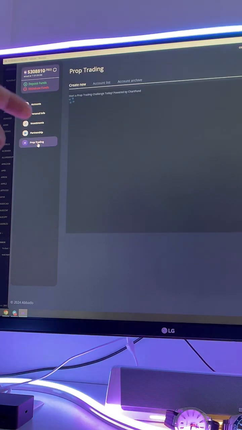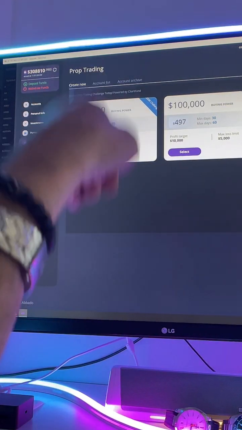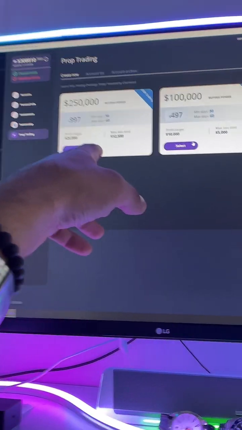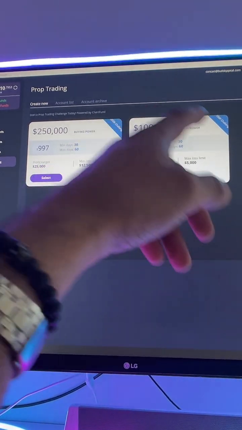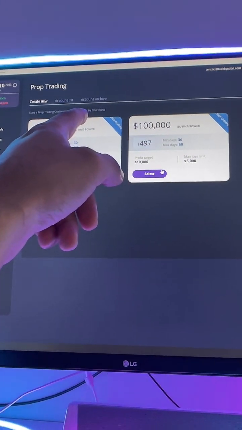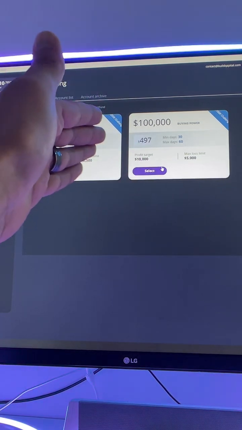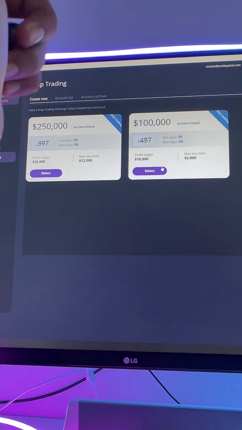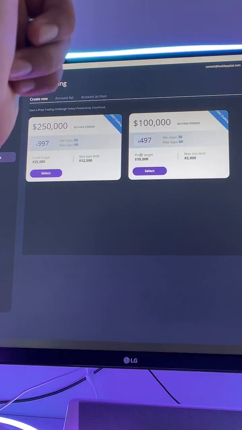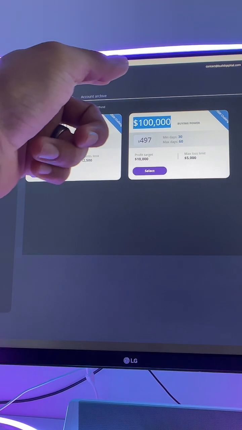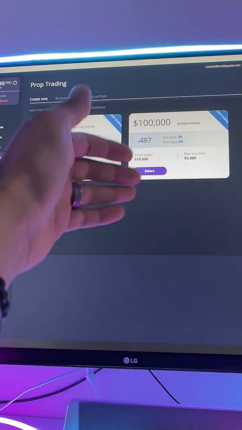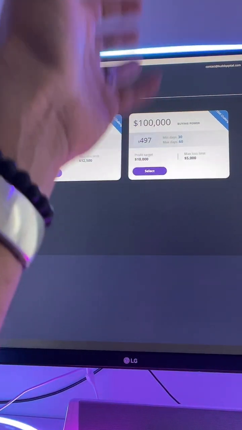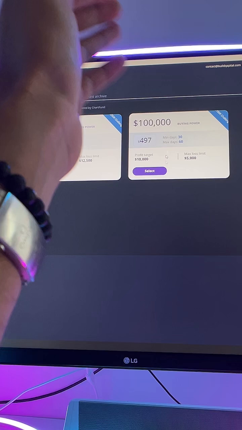Now, a lot of people are looking for prop trading firms. So over here on Abado, there's already a prop trading thing built in. So you guys can do a $100,000 challenge or a $250,000 challenge. Now, the way that these challenges work is that if you pay the 497, if you can make a $10,000 profit target on this $100,000 account that they give you, then basically you'll get funded. You'll become a funded trader with a $100,000 account, which is insane. So definitely check it out.